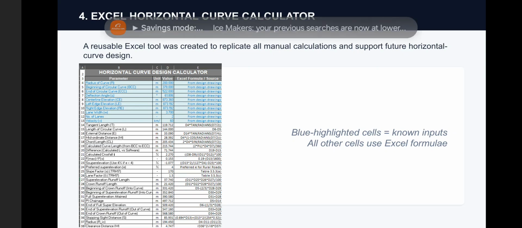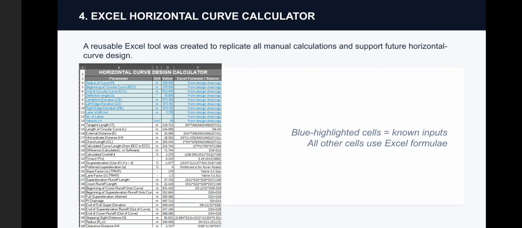So this table, sir, just shows my Excel sheet. All the blue highlighted cells are the known values, and all other cells are the Excel formula values. The left hand column just shows the parameter, and the right hand column shows the Excel formula used to calculate the values.